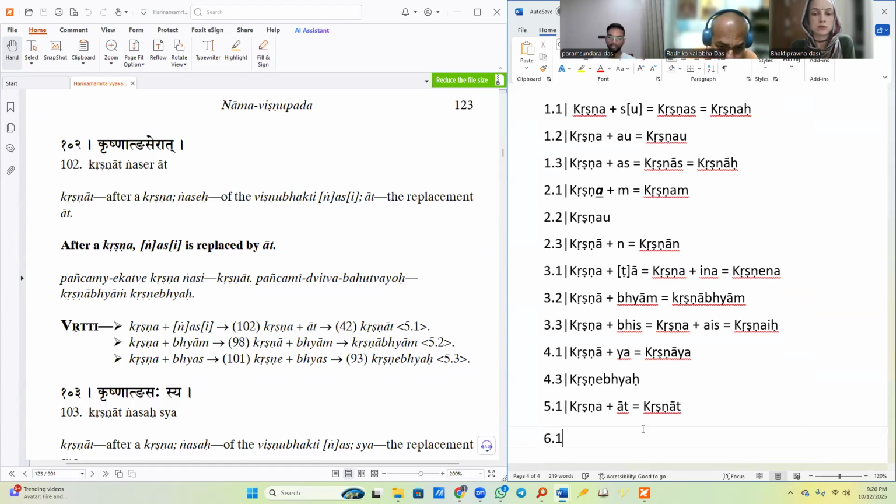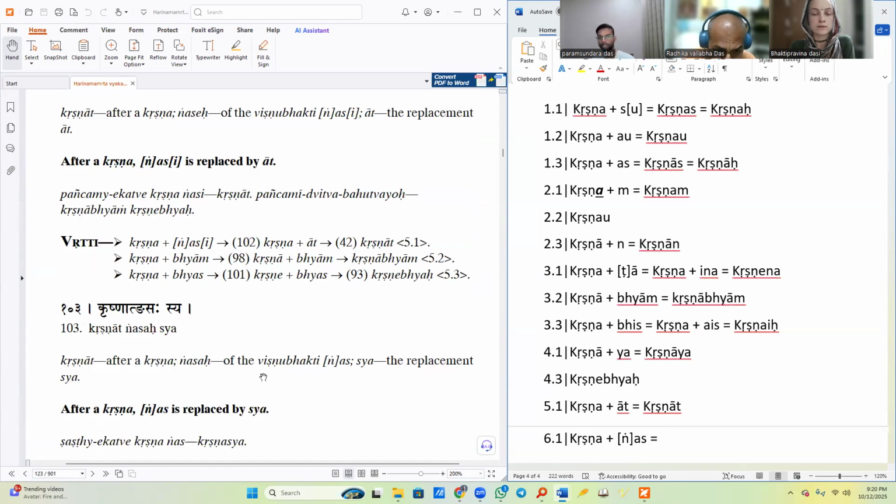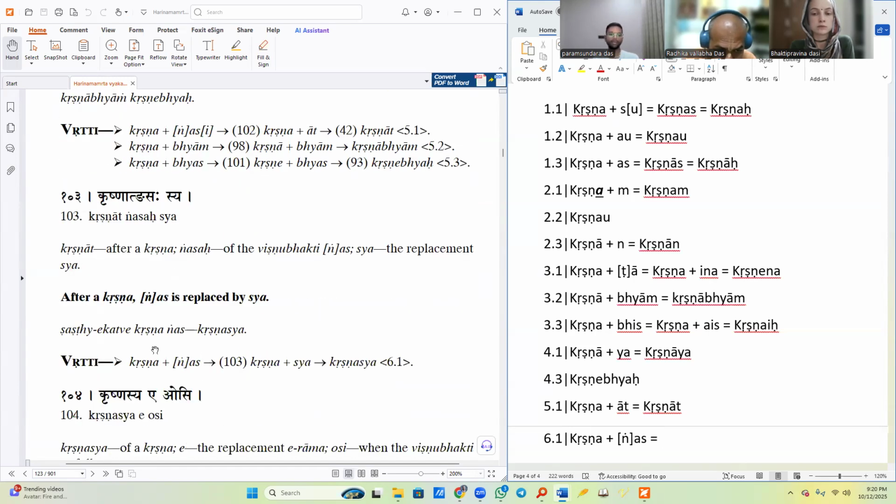Well, let's do one more. 6.1. Krishna plus Nas. So the next sutra says, after a Krishna Shabda, Nas is replaced by Sya. We replace Nas with Sya. So we simply get Krishnasya.